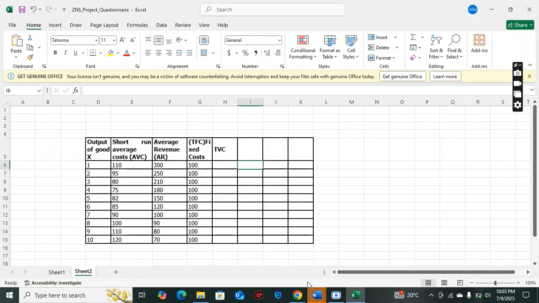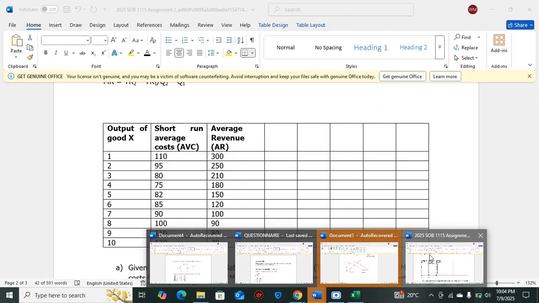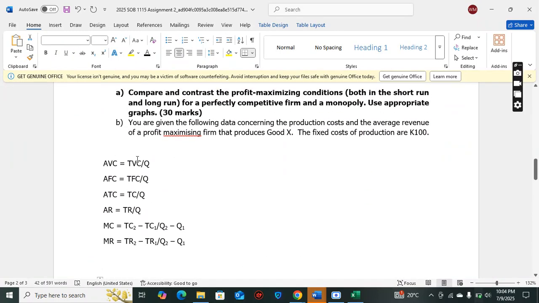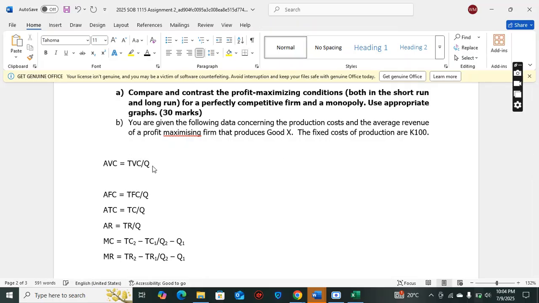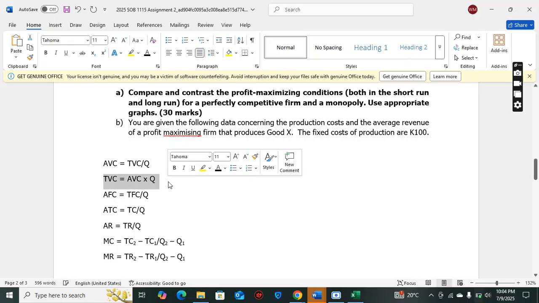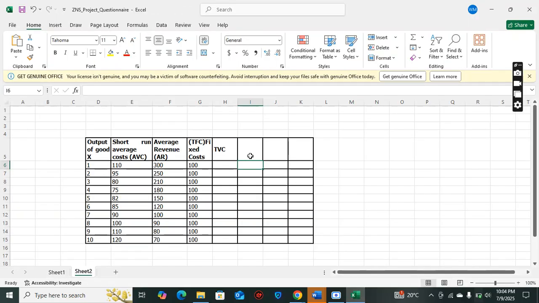So to get our total variable cost, we're going to use this formula here, okay. If average variable cost equals total variable cost over the quantity, then it means total variable cost equals average variable cost multiplied by quantity. Okay, this is the formula we're going to use to get our total variable costs. All right, so it's our average variable cost times quantity.